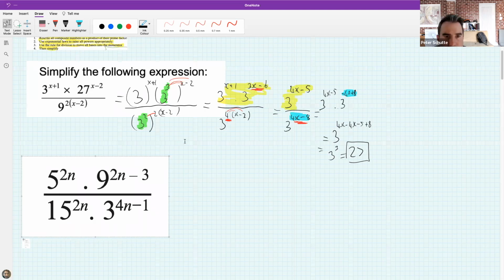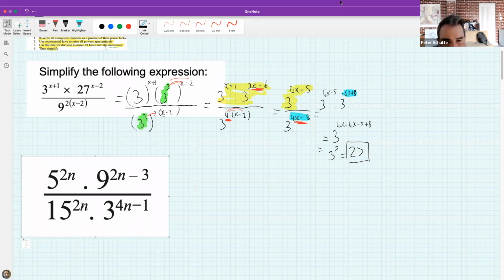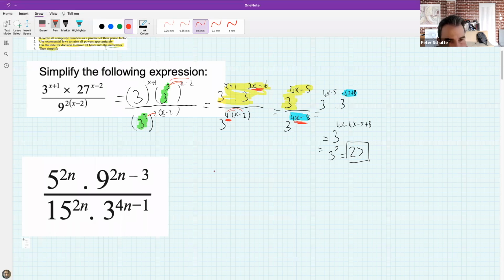Yeah. Kanya, let's unmute you. Hi, sir. I want to ask, how did you get 3 to the power 4x minus 5? 3 to the power of 4x minus 5. So is it this part over here that's causing confusion, that one?